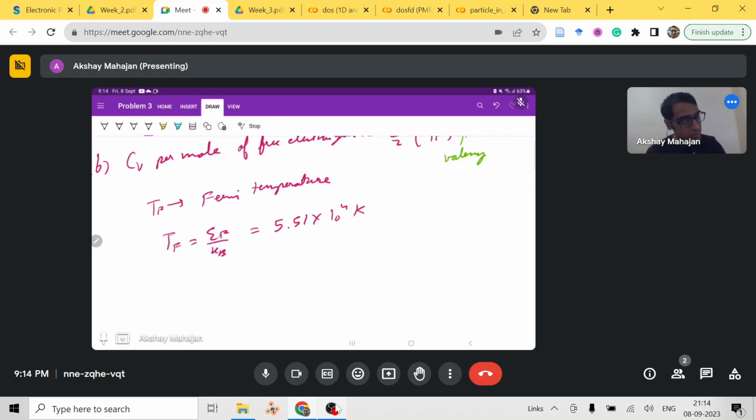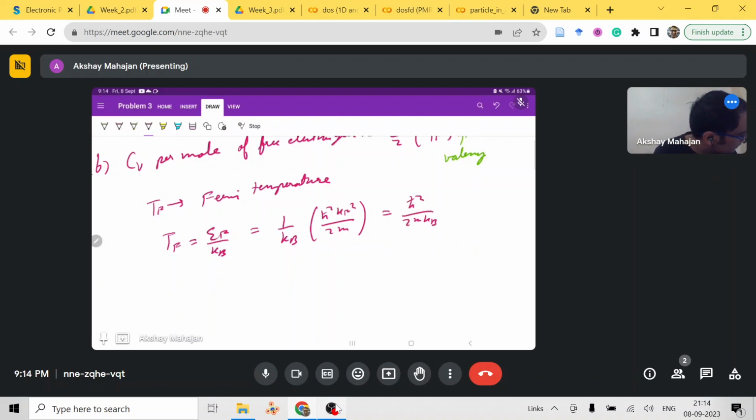Let me just write. Basically you can use 1 by KB times h-bar square KF square by 2m, or you can go further to h-bar square by 2m KB times (3 pi square n) to the power 2 by 3. You can use either formula, but we are going to use this formula here. With this formula and the Fermi energy value that we have calculated, TF comes at 5.51 into 10 to the power 4 Kelvin.